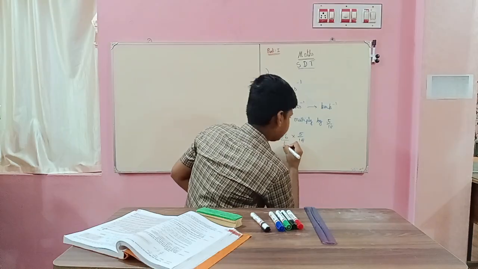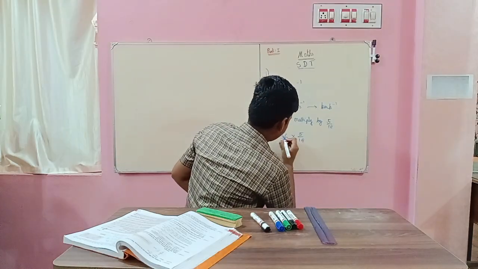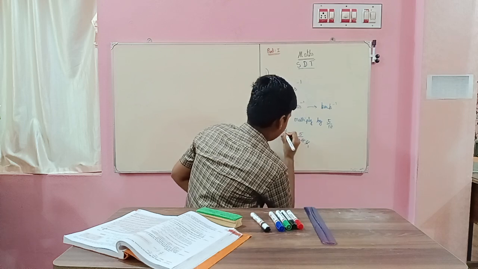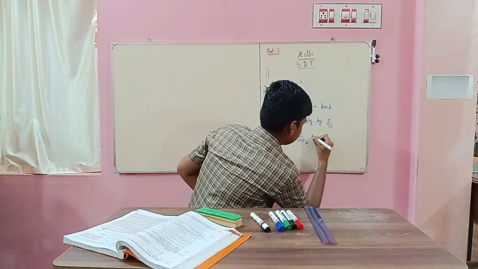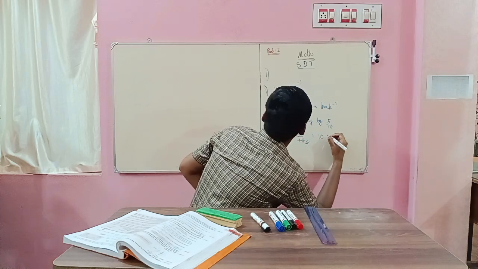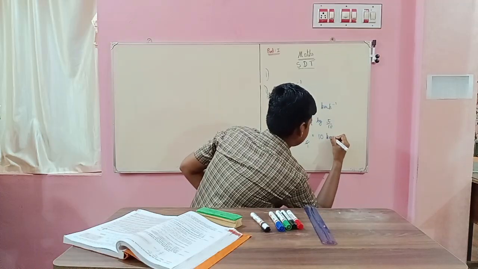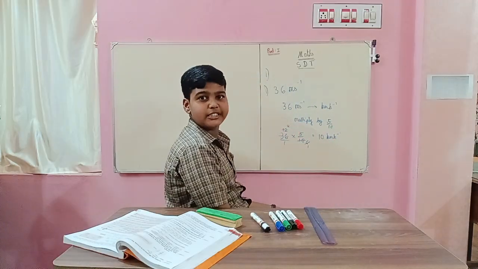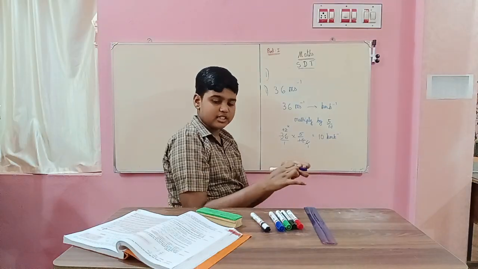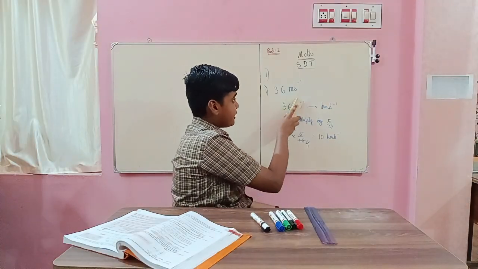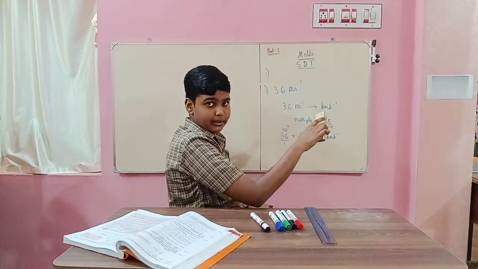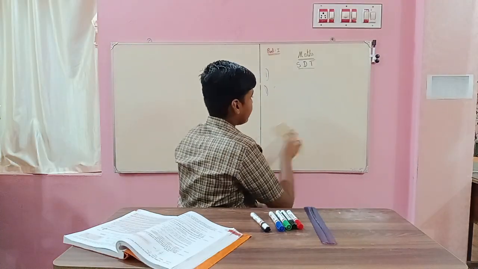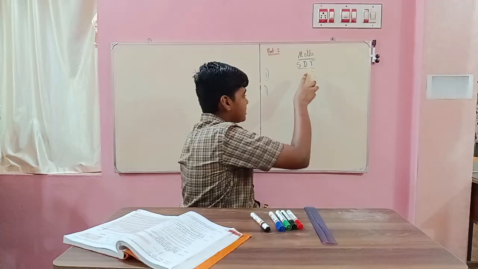So it becomes 36 by 1. Then you can divide it, 12, 6, 1, 2, which is equal to 10 km h minus 1. Okay, did you understand? So this is one sum, that is converting ms minus 1 to km h minus 1. So now we are going to solve another one, that is converting km h minus 1 to ms minus 1.